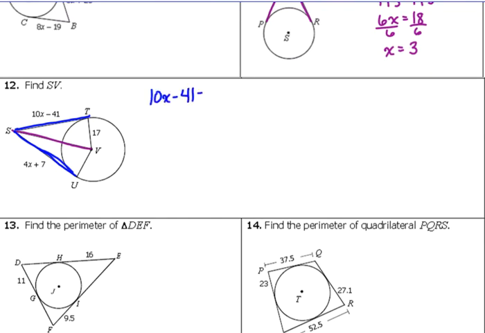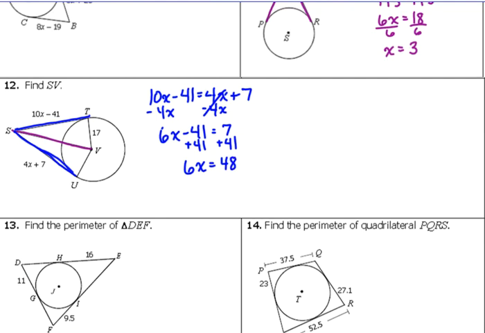10x minus 41 is equal to 4x plus 7. So we solve. Subtract 4x. 6x minus 41 is equal to 7. Add 41. 6x is equal to 48. Divide by 6. I'm not going to do what I did this morning and say that that was equal to 6. It's equal to 8. 48 divided by 6 is equal to 8.